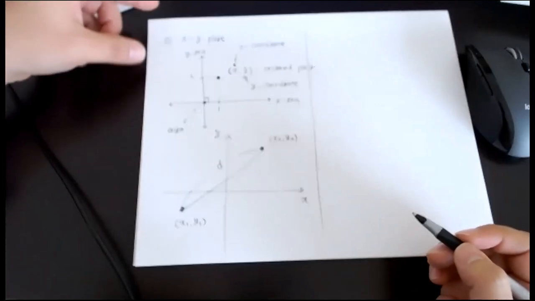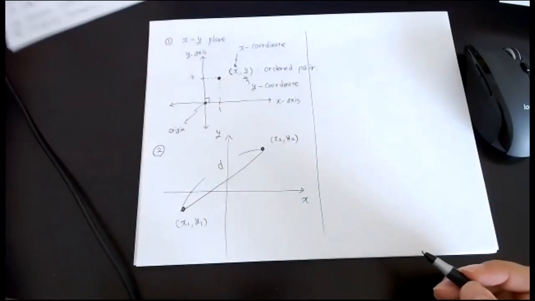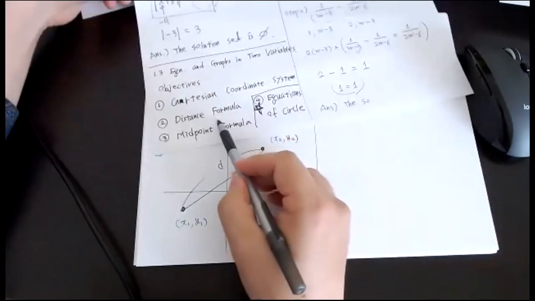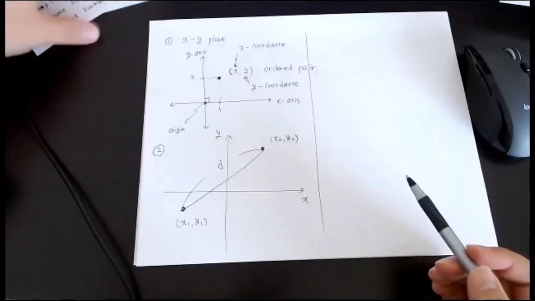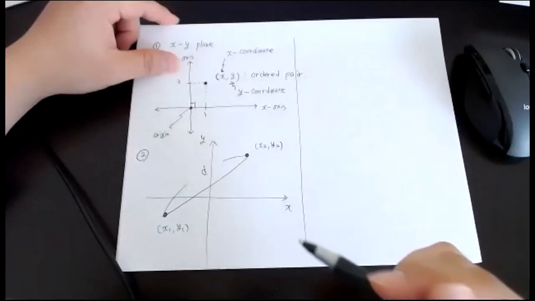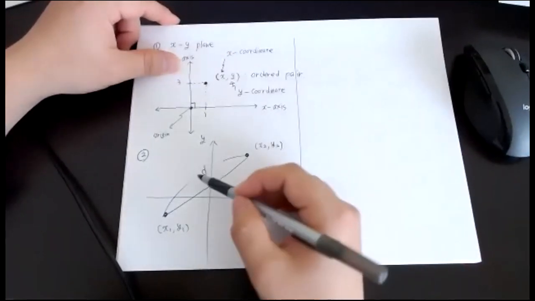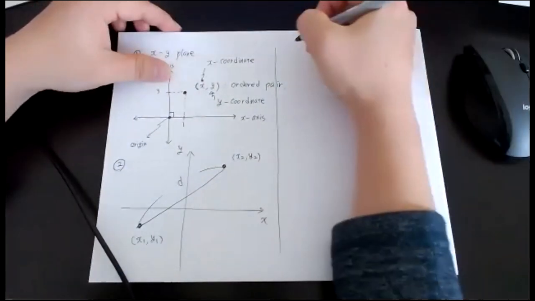So what I'm doing now is covering the distance formula. Let me cover the distance formula. How can you find the formula for the distance D? I'm going to use the Pythagorean theorem.